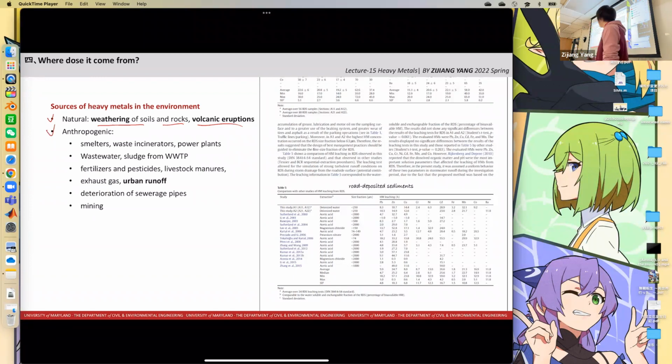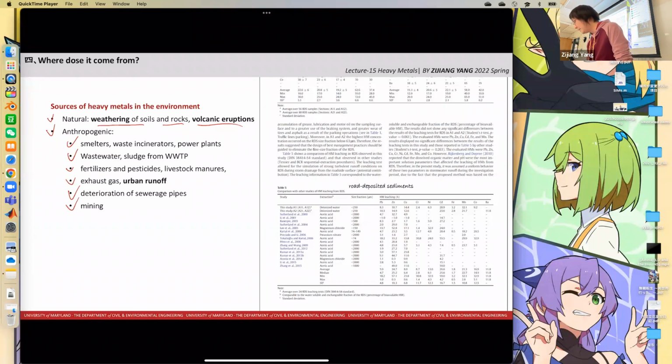But for the anthropogenic sources, we have different types. It may come from smelters, waste installations, and power plants. It may also come from the wastewater sludge from wastewater treatment plants, and also fertilizers and pesticides, livestock manure, exhaust gas, and urban runoff. It may also come from the deterioration of the sewage pipes, and of course mining.